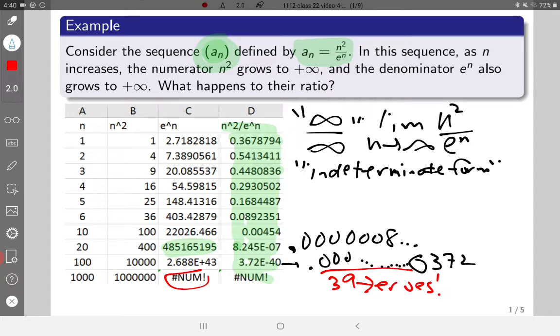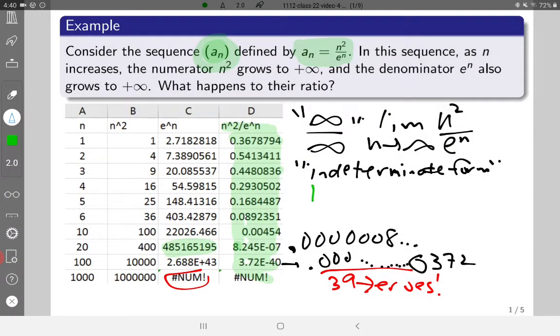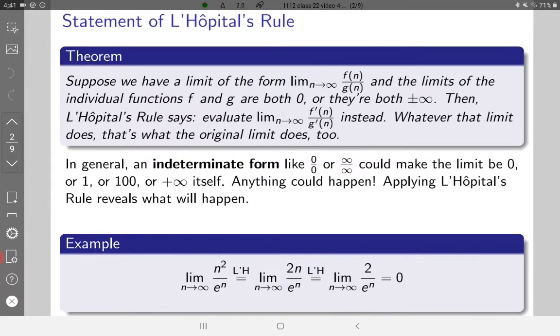So this ratio is really converging to 0. The limit of this sequence, n squared over e to the n, is 0. This is convergent. And the reason that's happening is because I have an indeterminate form. The top and the bottom are both going to infinity, but the bottom is going to infinity so much faster that it wins out in the long term. And their proportion, their ratio, is going to shrink down to 0 really rapidly because of how much faster e to the n goes to infinity. That's literally what L'Hopital's rule does.